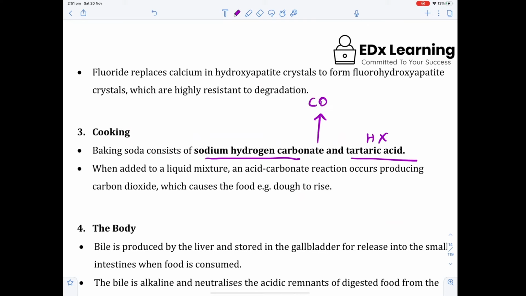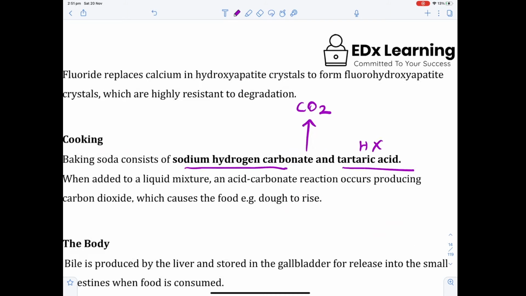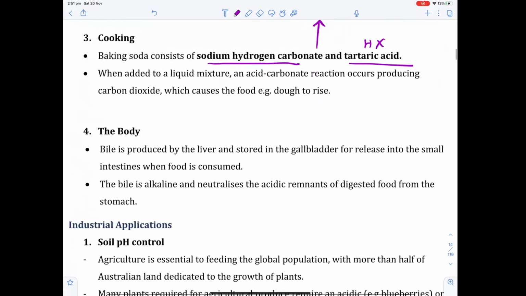Good. And the CO2 will fill the dough or the mixture and cause it to raise. That is all baking soda is. If anyone has used baking soda before, it causes things to raise. The reason is it causes a neutralisation reaction, and the CO2 is what causes whatever you're cooking to raise. Very good.